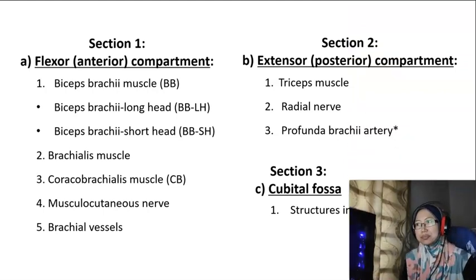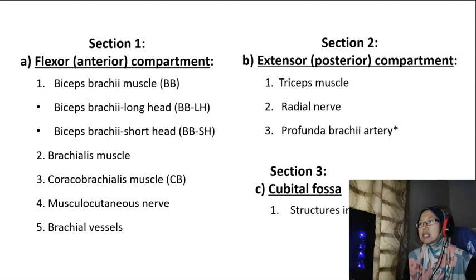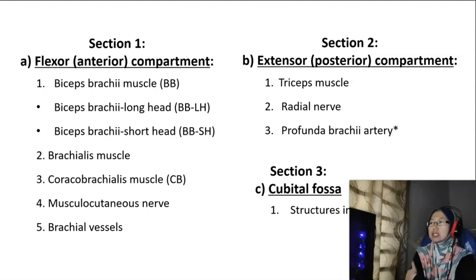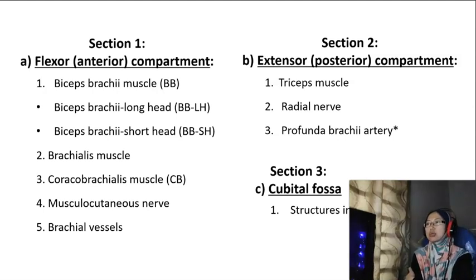In the first section we will study about flexor muscles of the anterior compartment of the arm, which consists of biceps brachii, brachialis muscle, and coracobrachialis muscle. There are only 3 muscles in the anterior compartment of the arm, and also one nerve, the musculocutaneous nerve, and brachial vessels.